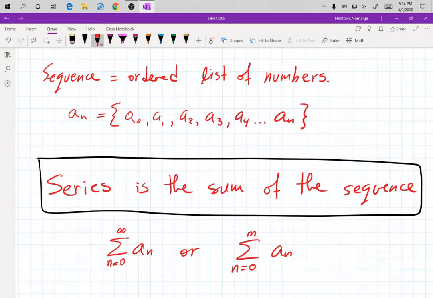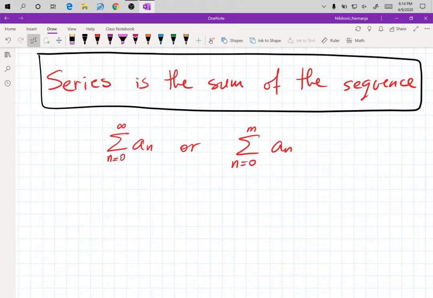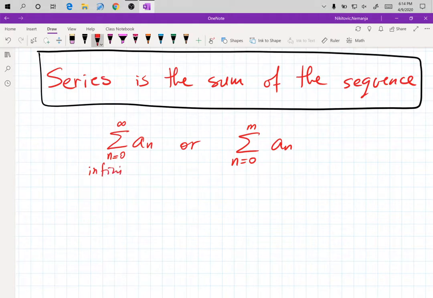So, what you have here is notation, well, two of them. One for infinite series, and the other one for finite series. Now, we will not be dealing with finite series at all. I will explain shortly why. But let me first write what this one is.